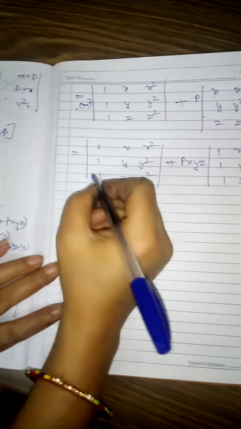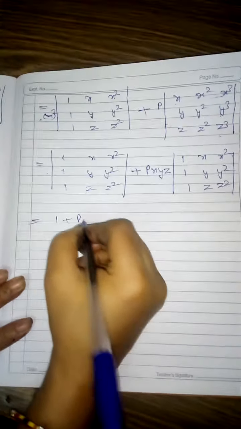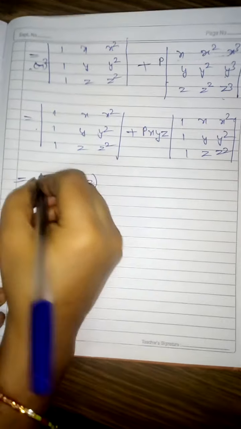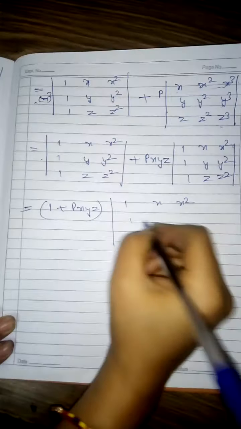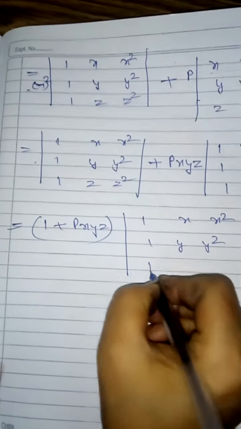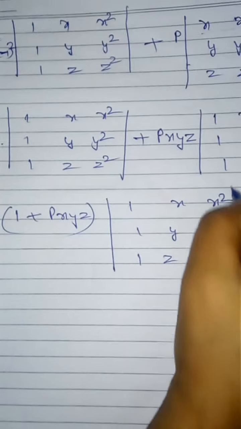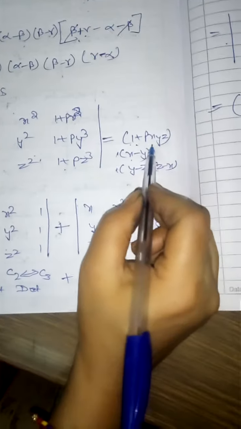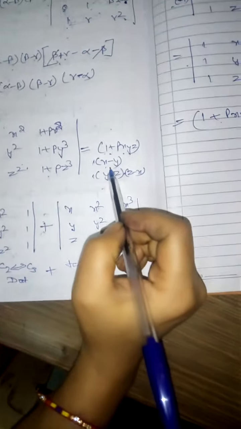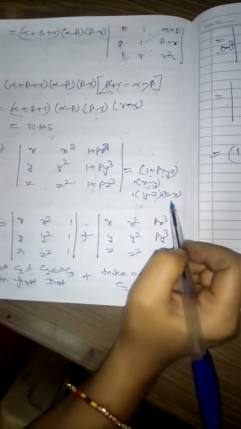Now after that we will take this determinant common. So what is left here? 1 plus p of x, y, z. After taking this determinant common, because the two determinants are the same, 1 x, x square, 1 y, y square, 1 z, z square. Now we have to solve this one. 1 plus p x, y, z is coming here. Now we have to prove x minus y, y minus z, z minus x.